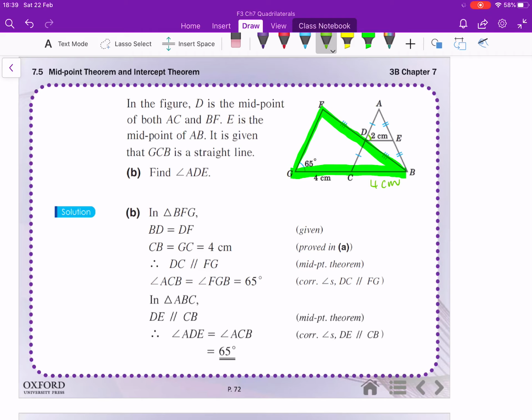D and C are midpoints, because the question directly tells you that D is the midpoint, and for C you can see that this is 4 cm, this is 4 cm, so obviously C is the midpoint. So you can see that in the solution, I think I can amend the solution.